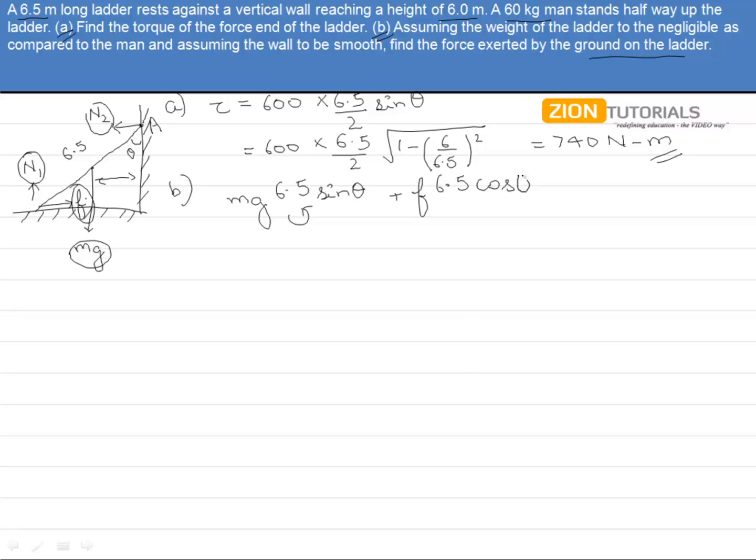cos theta equals the total clockwise torque that is going to be applied, and that is due to N1, which will be N1 into the distance, and distance is this one, which is 6.5. I'm sorry, this was 6.5 by 2 because only this much distance was to be taken, right? Here it is 6.5 sine theta, right? And marking it as equation number 1.